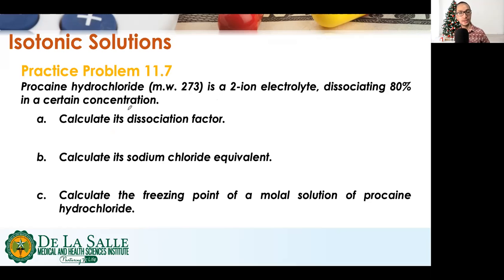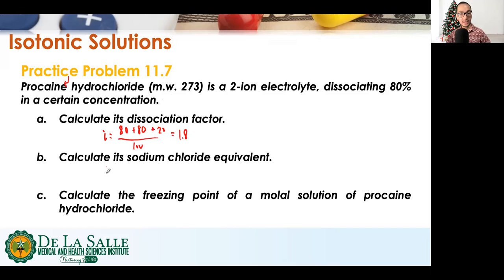And how about this one? Procaine hydrochloride with a molecular weight of 273 is a two-ion electrolyte dissociating 80% in a certain concentration. Calculate its dissociation factor. So the i is equal to 80 plus 80. These are the two ions which are produced by procaine hydrochloride, the cationic form of procaine and chloride, the two ions that it produces, plus 20, which is the undissociated form of procaine hydrochloride, divided by 100. So this will be equal to 1.8.